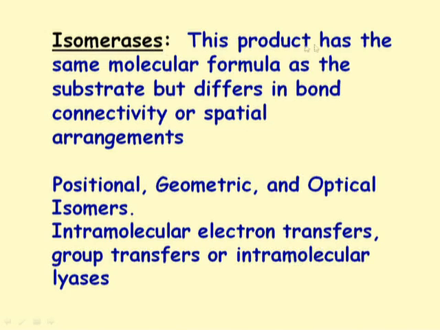Isomerases, this group of enzymes basically carry out reactions which are intramolecular in nature. So they can carry out intramolecular electron transfers, group transfers, and changes in the molecular structure. So the product and the reactant have the same molecular formula, but they differ in the bond connectivity or the spatial arrangements. So these isomerases can shift or change molecules between positional, geometric, or optical isomers.